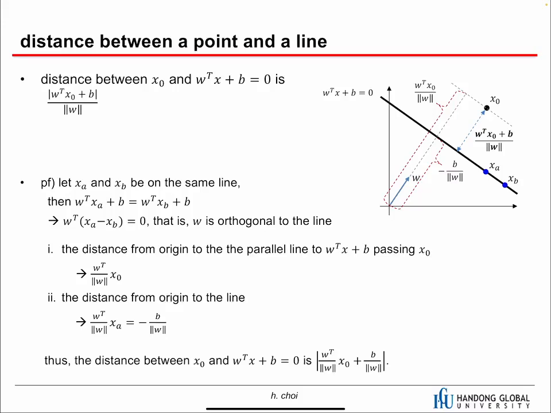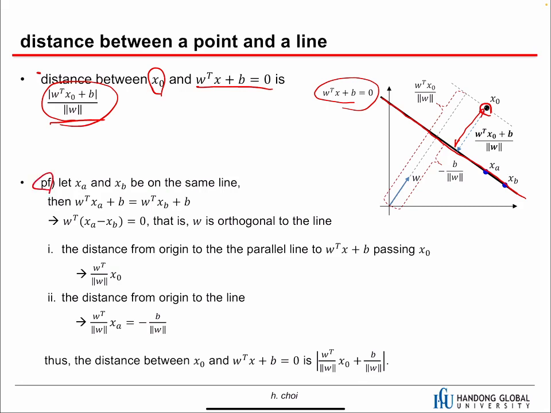So before talking about maximizing the margin, we have to understand how to measure the distance between a point and a line. Okay, so first, the distance between x naught and this line is this one. So when we have x naught here and one line here, we want this distance between this point and the line, and that is this one. Okay, so we are going to prove that.